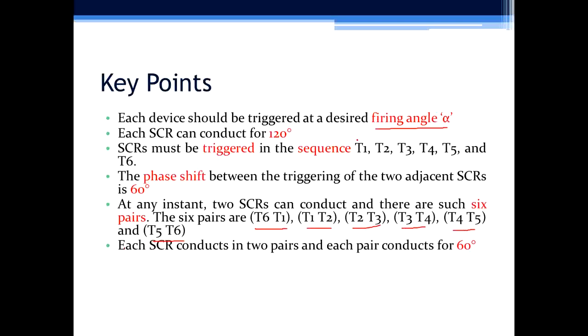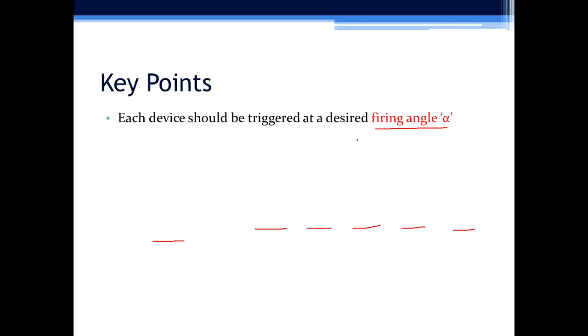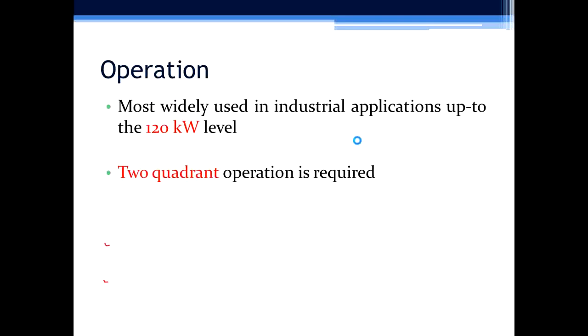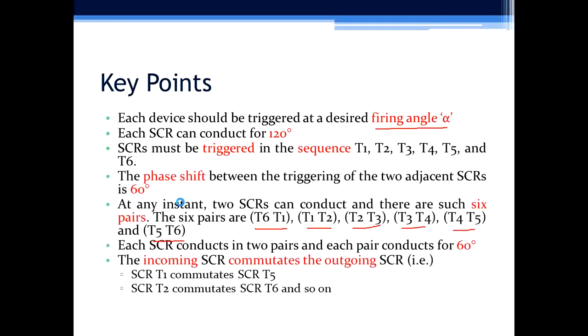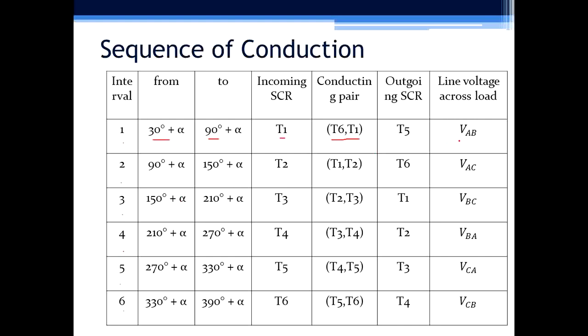When 1 and 6 conduct, you can find the output voltage here. If 1 is conducting and 6 is conducting, the voltage across the load is nothing but VAB. It is the difference between these two phase voltages. These points are highlighted here. In a similar way you can apply the logic for the others.